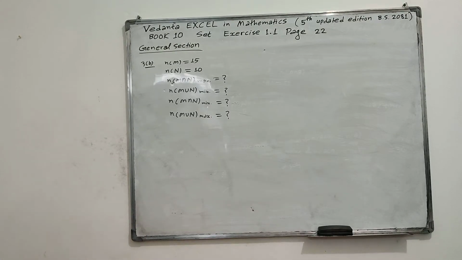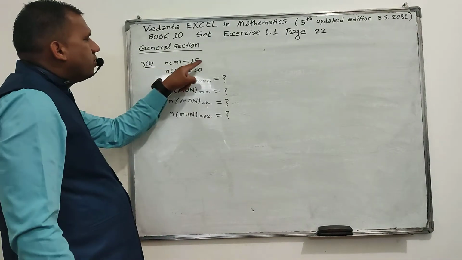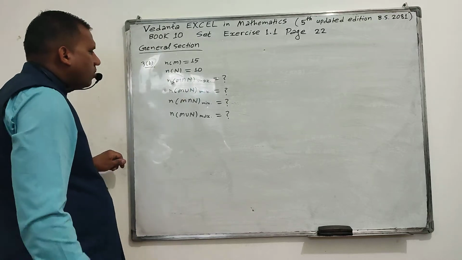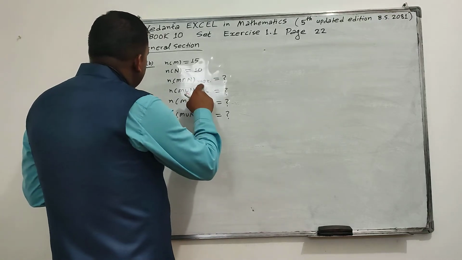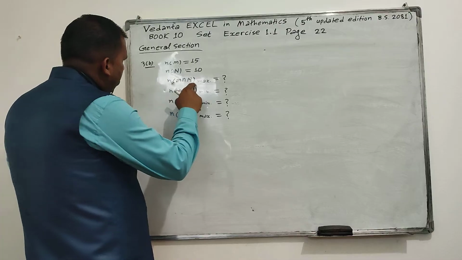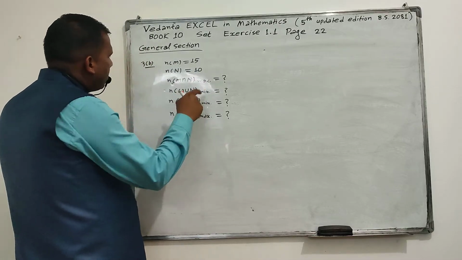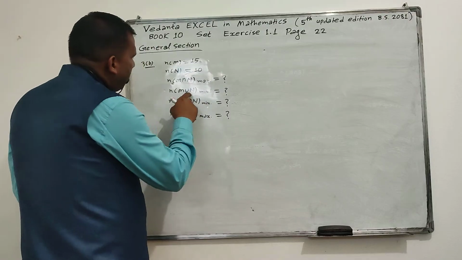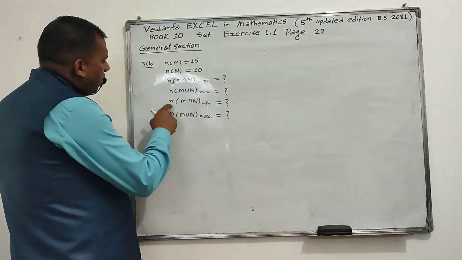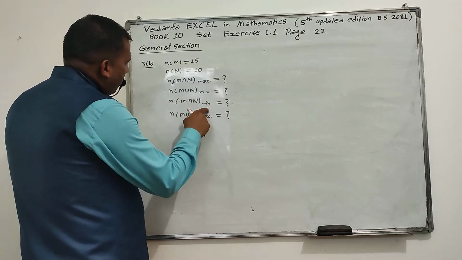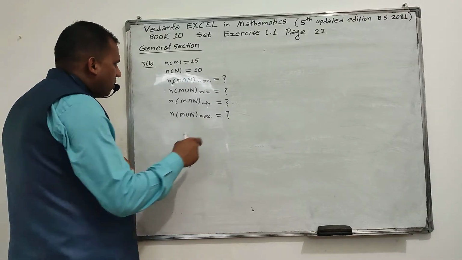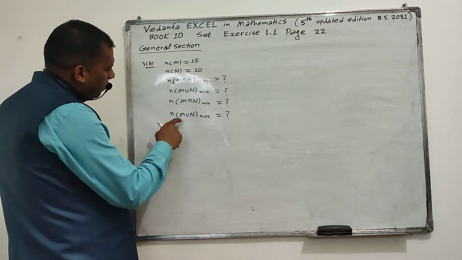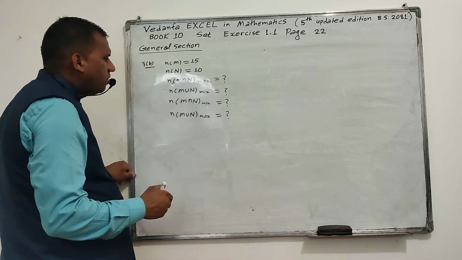Now 3B, number of M is 15, number of N is 10. We have to find the greatest value of M intersection N. Number of M intersection N maximum equals question mark. Number of M union N minimum, this value of union question mark. Number of M intersection N minimum, that means this value of intersection question mark. Number of M union N maximum, greatest value of union question mark.